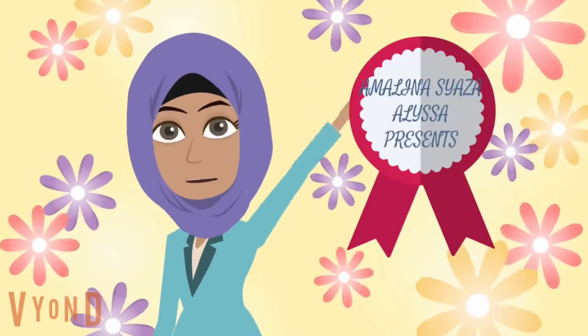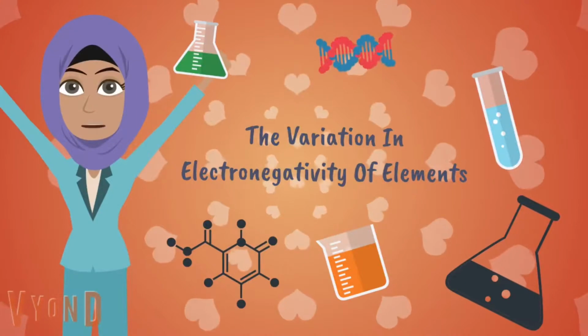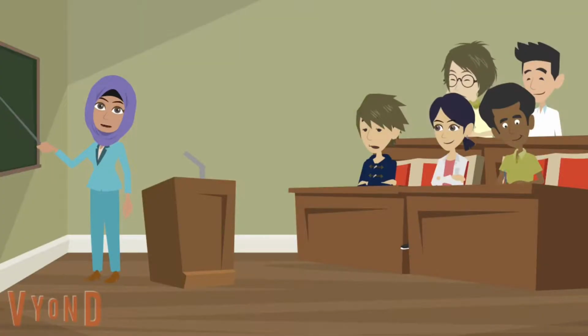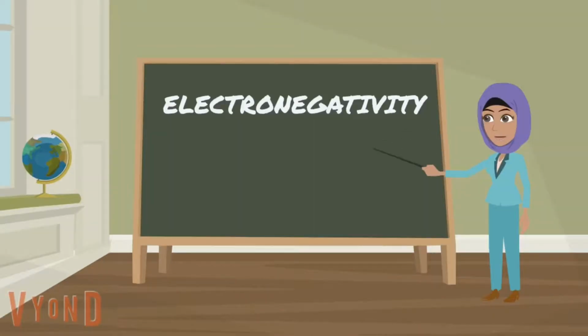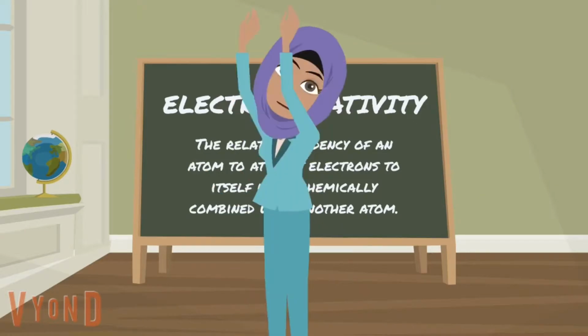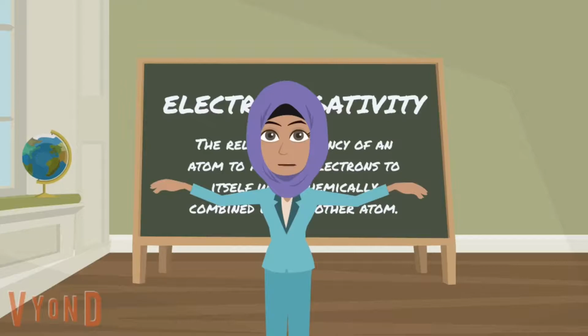Well, today I will be presenting the variation in electronegativity of elements. So kids, are you ready? Yes, teacher. First of all, you have to know the meaning of electronegativity. Electronegativity means the relative tendency of an atom to attract electrons to itself when chemically combined with another atom. Elements with high electronegativity have greater tendency to attract electrons.